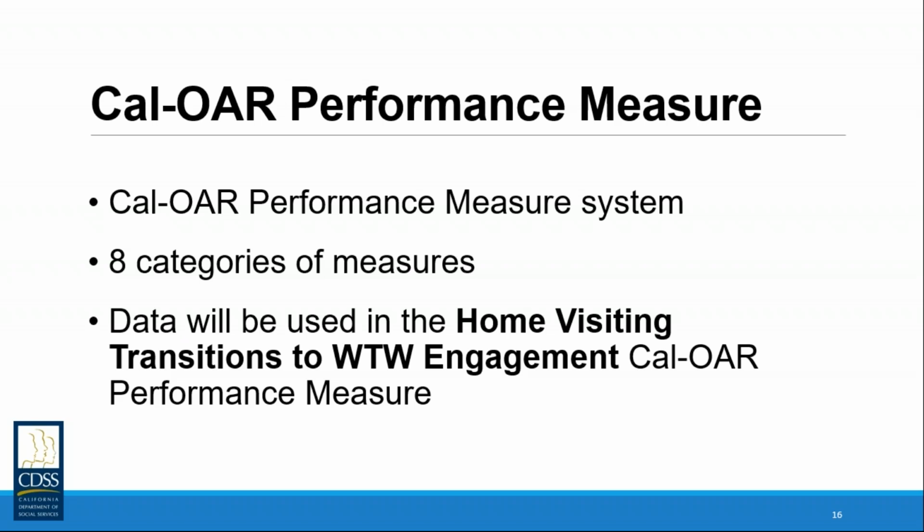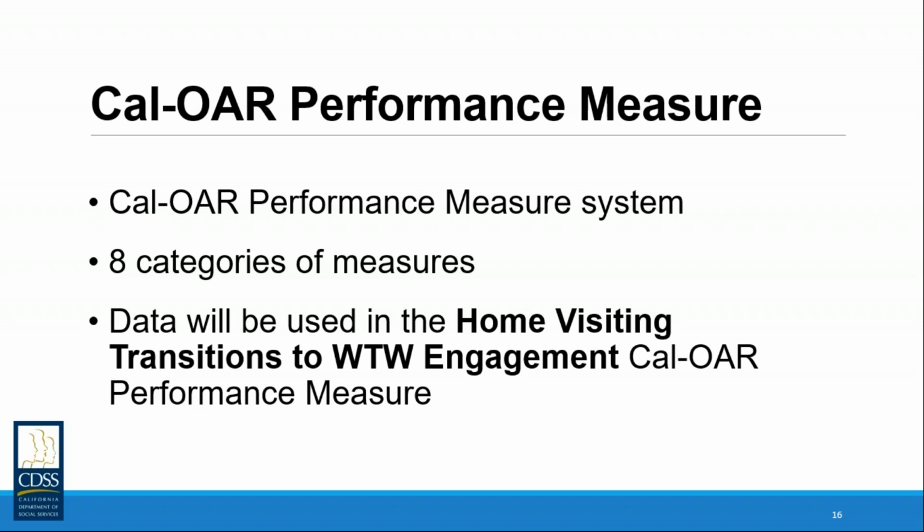One of the performance measures included in Cal-OAR is home visiting transitions to welfare to work engagement. At a high level, this measure will assess what percentage of home visiting participants transition to welfare to work participation. We'll be utilizing the HVP participant case flag special indicator as one of the data sources for this measure. We'll also be considering participation in a home visiting program administered through the California Department of Public Health, and we'll be obtaining that data directly from CDPH.